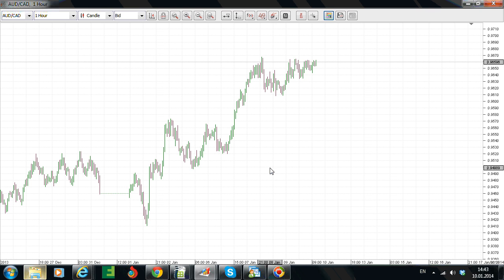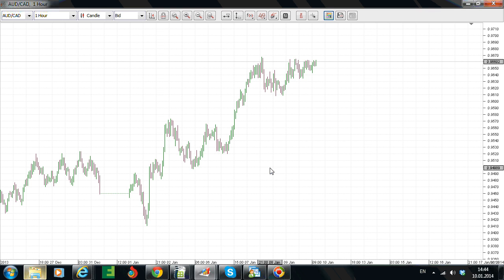Now, why is that important? Because this one acts exactly like the Euro Japanese yen, another cross, or like the Euro Great Britain pound, which is another cross, or Euro Swiss franc, or Great Britain pound Swiss franc, and so on and so forth. The list can continue, of course.